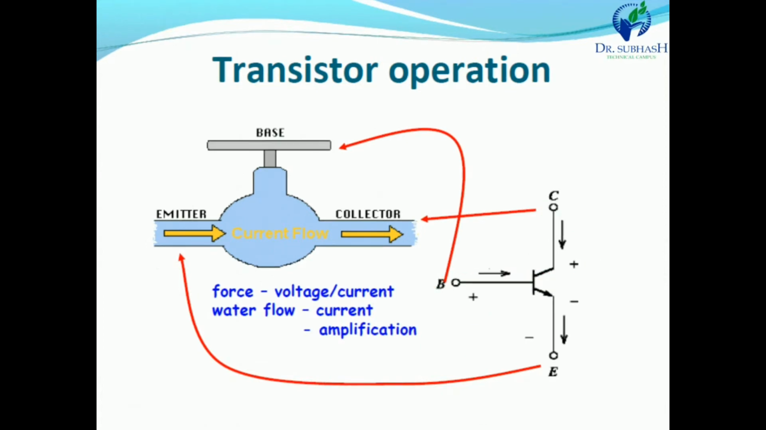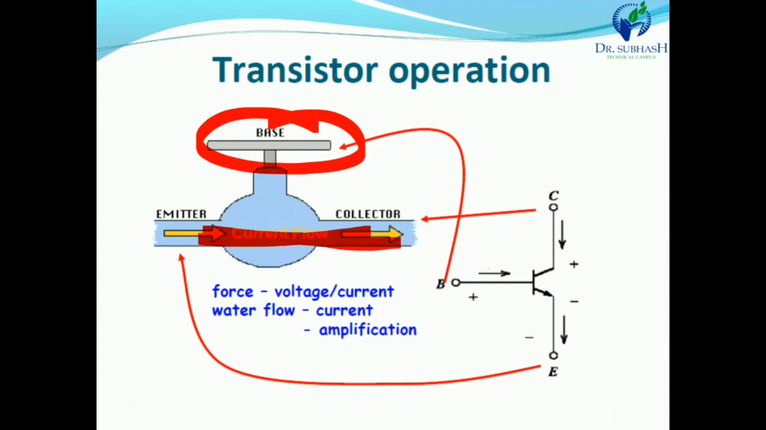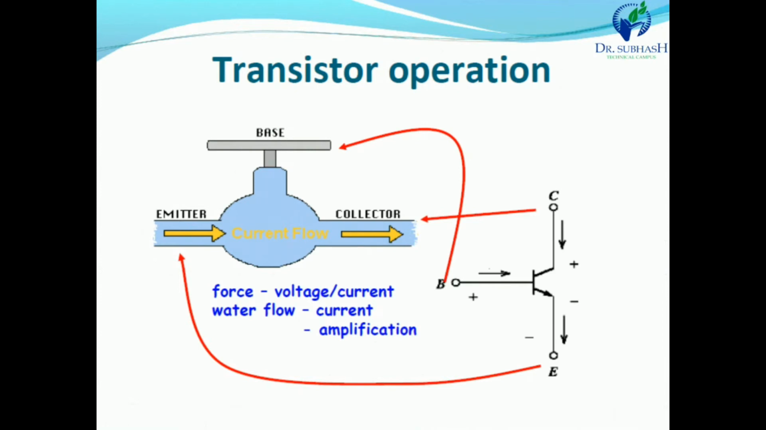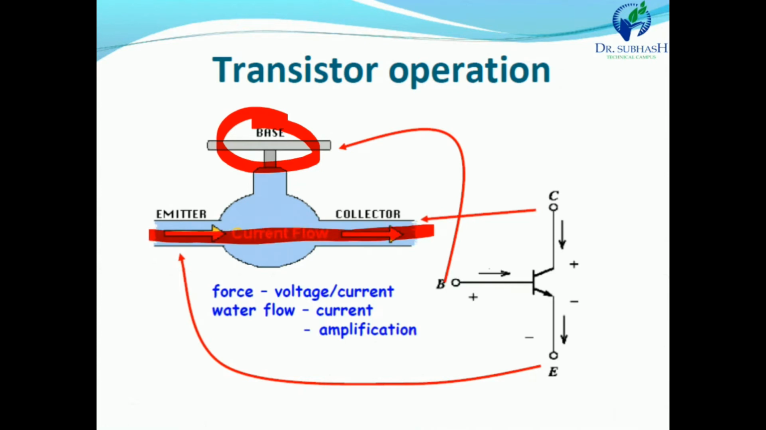Now in this figure, this is the base. If you want to control this current flow, then the base is most important. The base is the controlling terminal. If we change the control current in the base, then the current flowing from emitter to base is different.